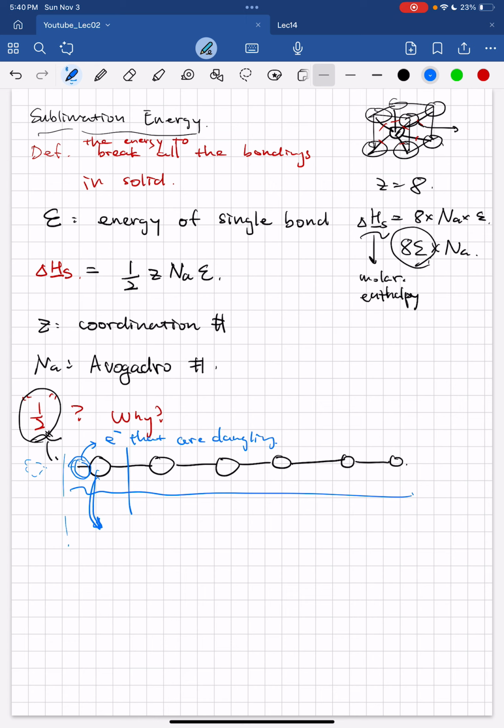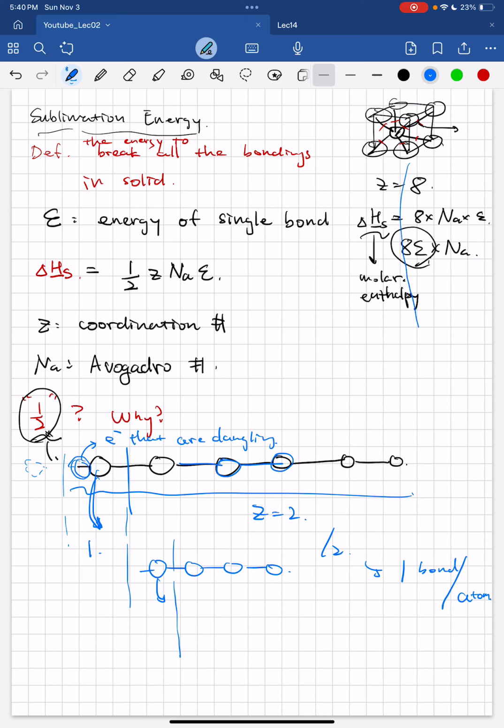Then for this atom you cut once, right? Once. Then there will be new atoms like this, and for this new atom you also only cut once. So even if there are 2 bondings per atom, so Z equals 2, you divide it by 2, then you only end up cutting 1 bond per atom.